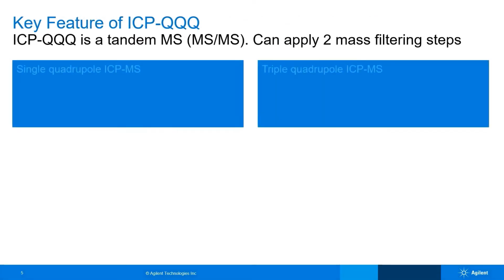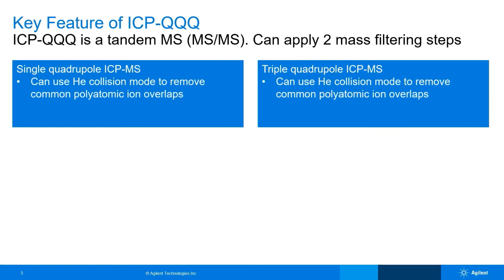There are many benefits of using ICP triple quad, but the key feature is that it's a tandem MS, operating in MS-MS mode, which means that you can apply 2 mass filtering steps, one before the cell and one after the cell. When comparing the two, it's always good to know that the triple quadrupole can do everything that a single quadrupole can do, but better, because it has higher sensitivity and lower background. So when using helium mode, they both are going to do a great job.